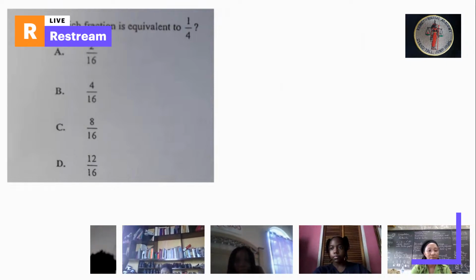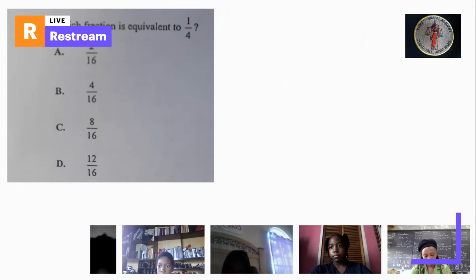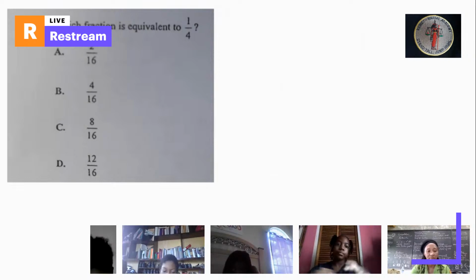Okay. Number 3. Miss, I can't really see it. What fraction is equivalent to a quarter? Okay, Miss. Number 3. What fraction is equivalent to 1/4? Miss, the answer would be B, 4/16. What do they mean by equivalent to? It's like the same value, Miss.